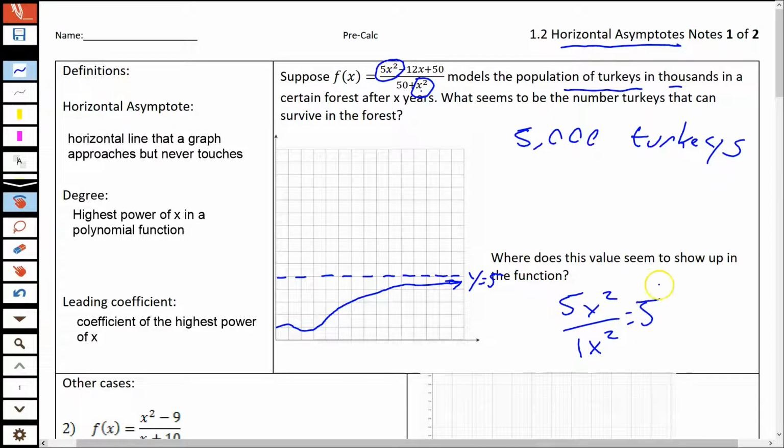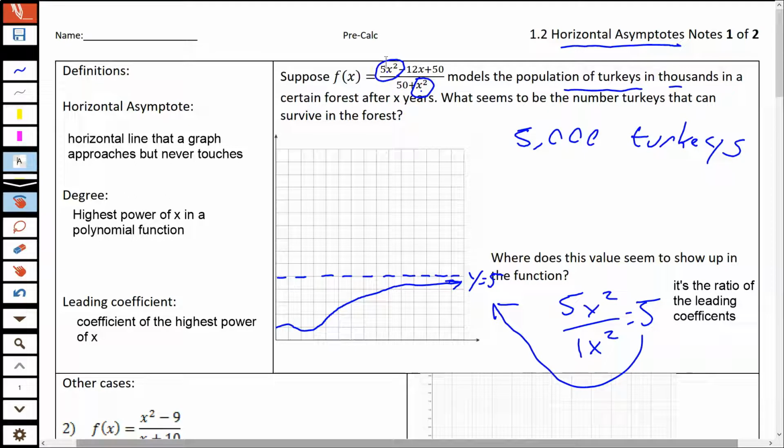And the result there is 5, which is the same as our horizontal asymptote. So the answer to this, where does the value show up, is that it's the ratio of the leading coefficients, right? So what happens is, as x gets really large, as time goes on, it doesn't matter so much that there's a 50 in the denominator or a 50 in the 12x in the numerator, because x squared grows way faster. And as x gets really large, the y values of this function approach 5 over 1.